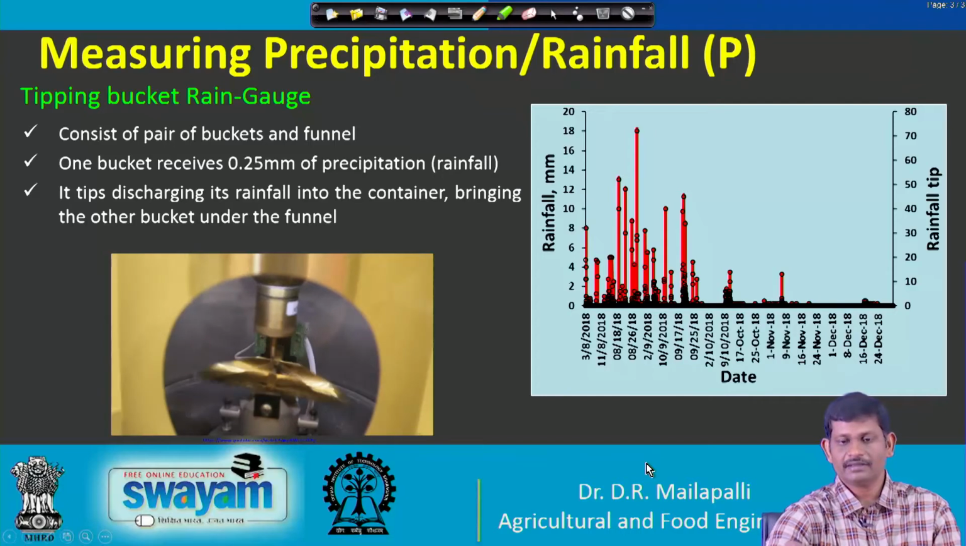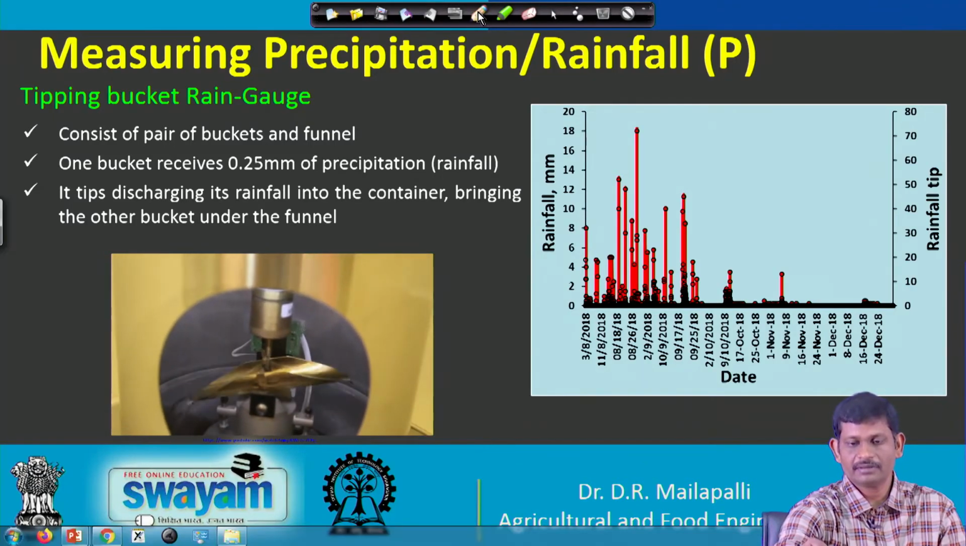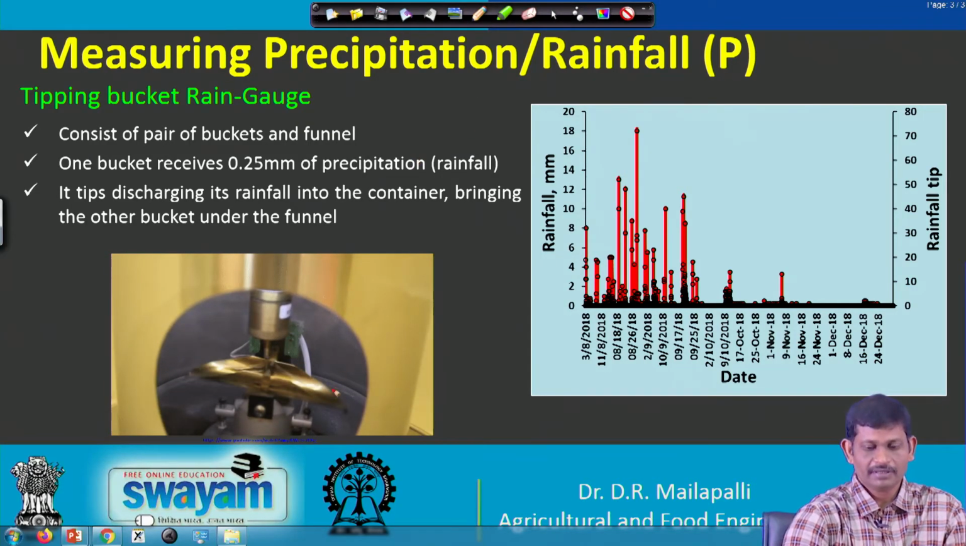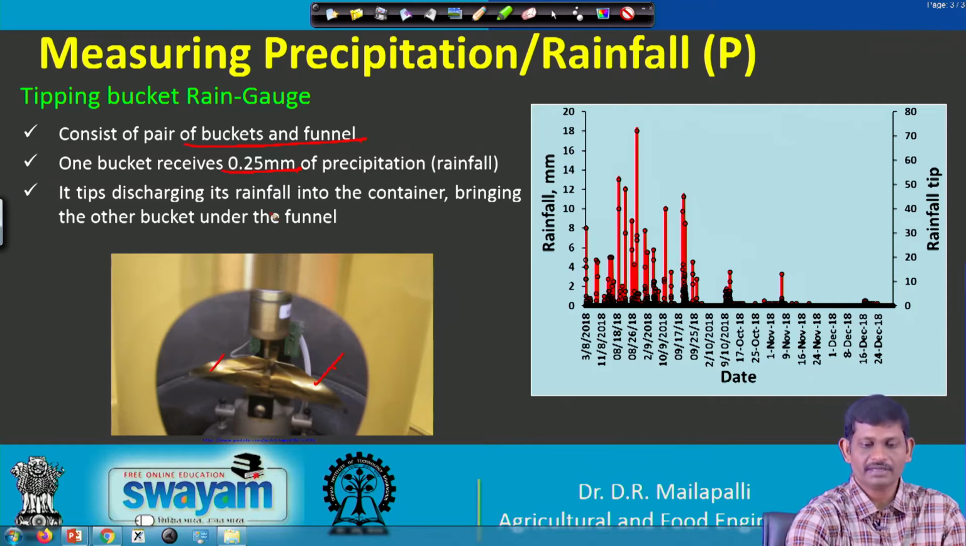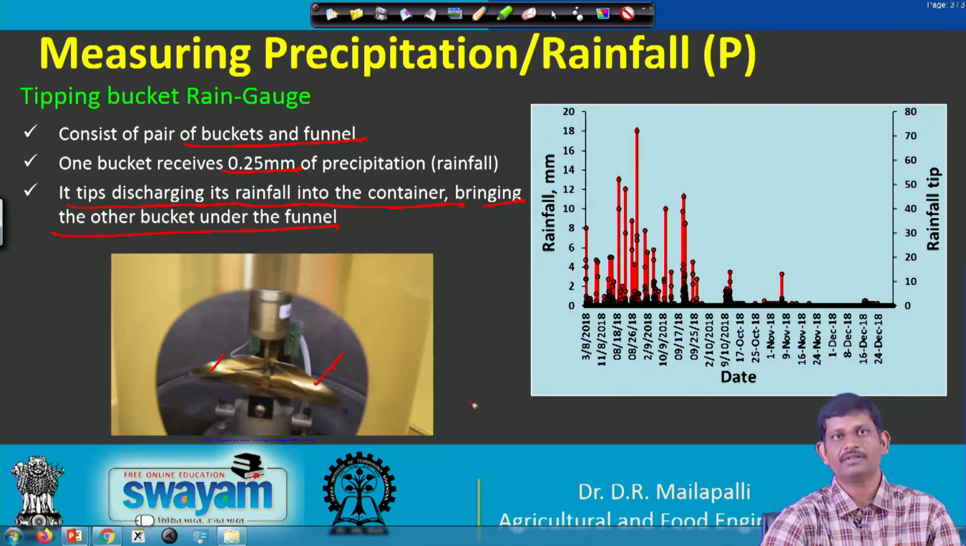So, the next is here in more details of tipping bucket type. If you see here, as I said, this consists of a pair of buckets and a funnel. So, the pair of buckets are here, one bucket and second bucket. The volume or the depth each bucket can collect will be equal to 0.25 mm of precipitation. So, the tip discharges rainfall into the container, bringing the other bucket under the funnel. So, it is like alternatively one bucket will go down, the other bucket will go up.